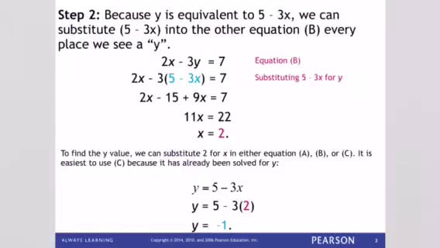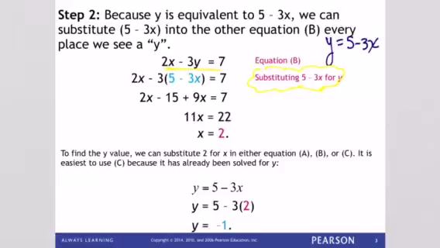Okay, step 2. Because y is equivalent to 5 minus 3x, remember from just above, you can see it in your notes, that's what we figured out. So what we have to do is put that into the other equation, the equation that we did not use to isolate. That equation was 2x minus 3y equals 7 right here. And what we want to do is substitute. That's what this is called, substitution, and that's what we're going to do here.